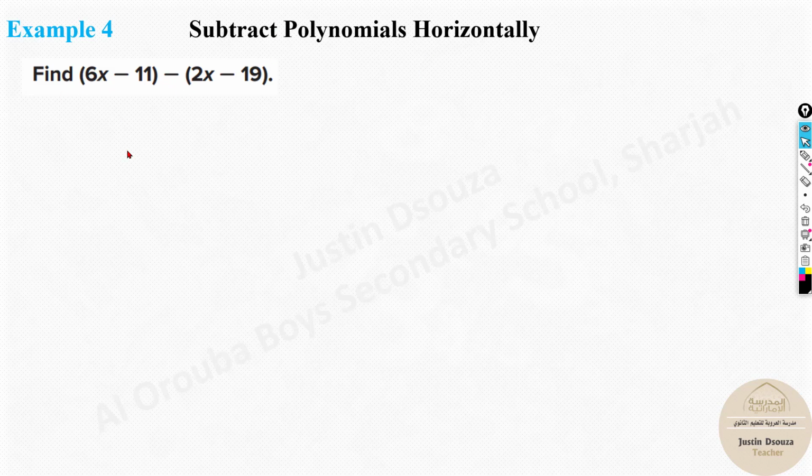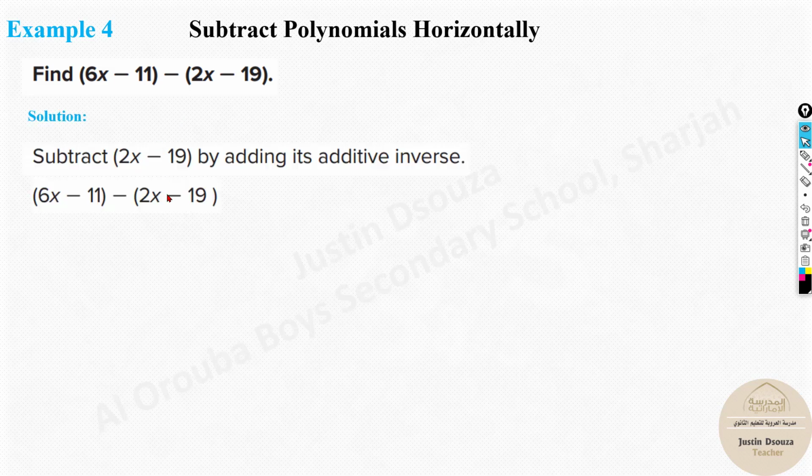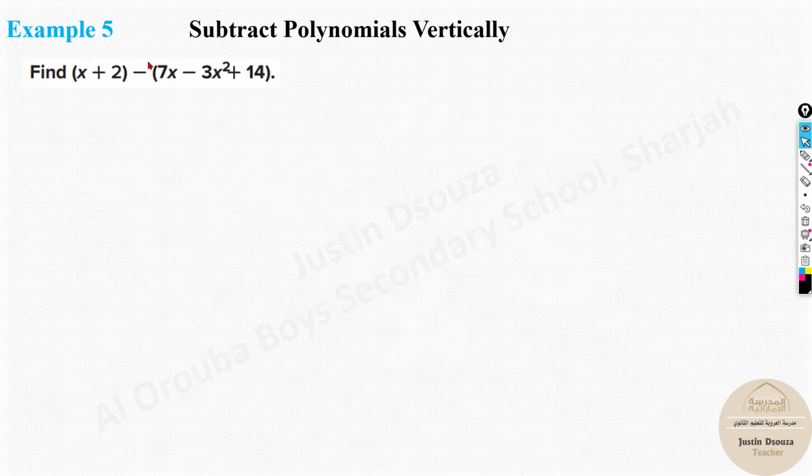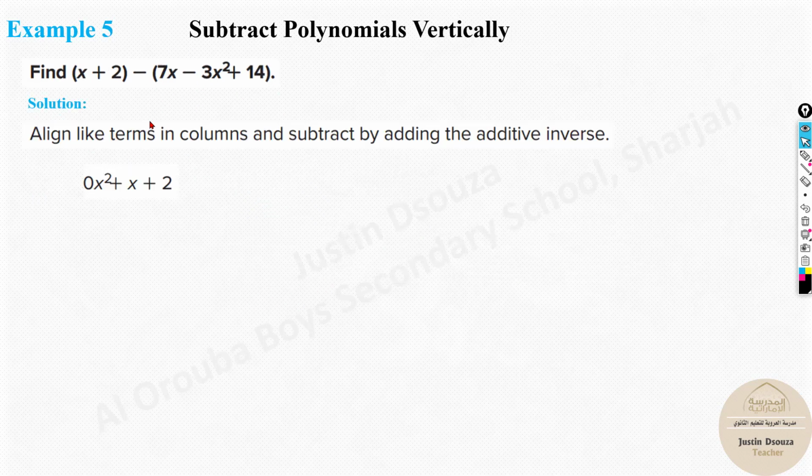6 minus 2x will be 4x, and this minus minus becomes plus. Plus 19 minus 11 would be 8. So it will be 4x plus 8. So that's the answer. Same thing over here. Multiply the negative sign and then solve it.